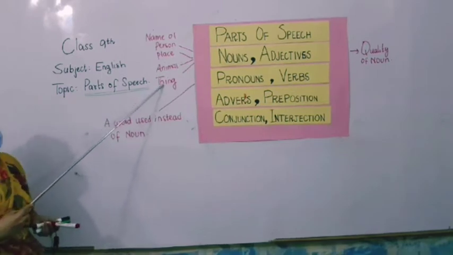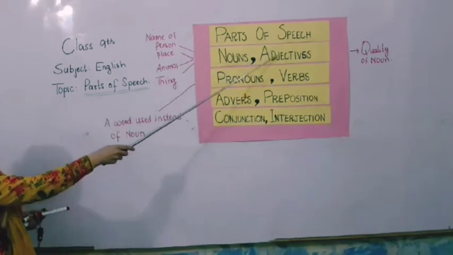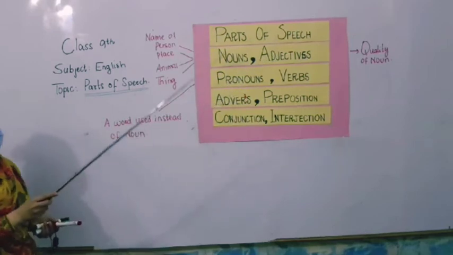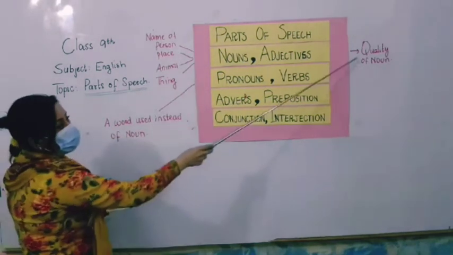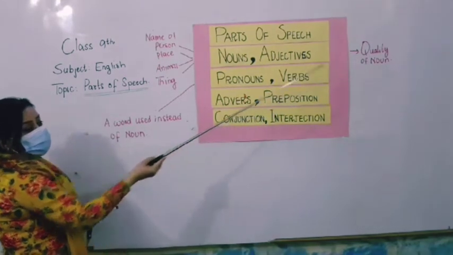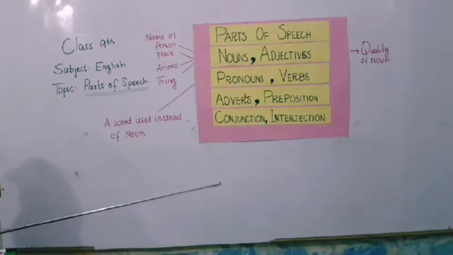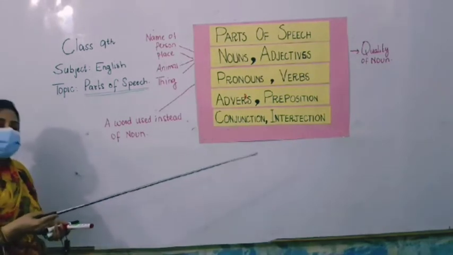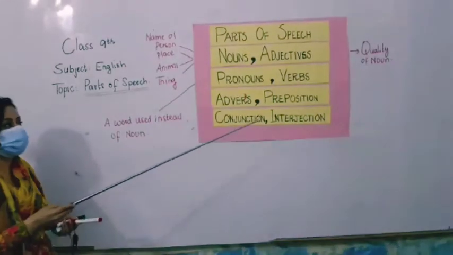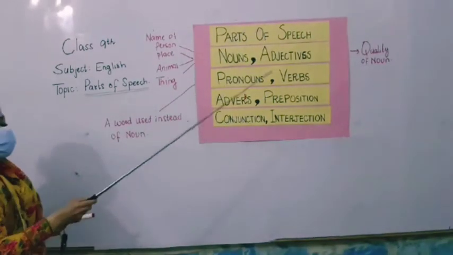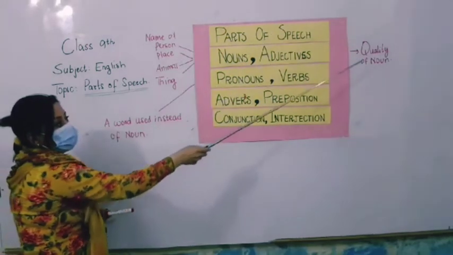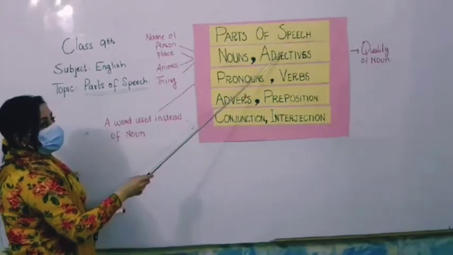Then we have the next part of speech, adjective. Now what is an adjective? An adjective is something that tells you the qualities of a noun. Like if you use it in a sentence, he wears a blue shirt. Now the blue shows what sort of a shirt it is. So the word that shows the type of noun is called an adjective.